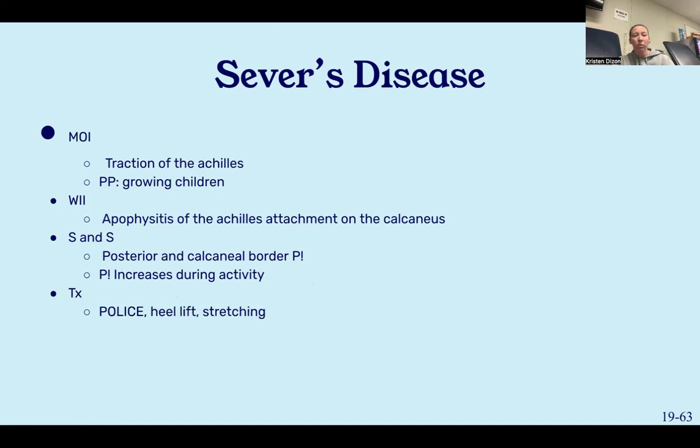What are we going to do? We're going to POLICE it as usual. We are going to put in a heel lift because if I put myself in a heel lift, it's not pulling as much on my Achilles, because my gastrocnemius and soleus are a little bit in plantarflexion and it's not going as far. And then I'm also going to make sure I do a lot of stretching, because if I can stretch out my gastrocnemius and soleus so I cannot pull as much on that calcaneus, then that'll be helpful.